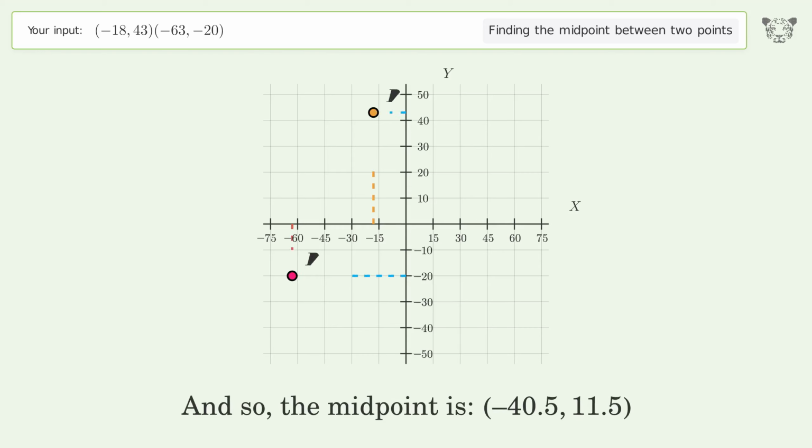And so, the midpoint is, negative 40.5, 11.5.